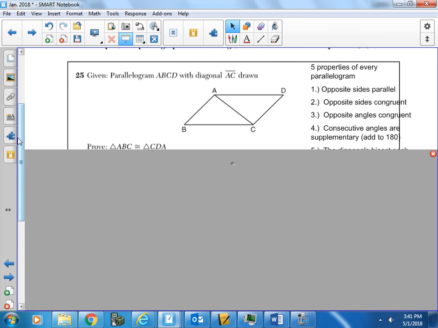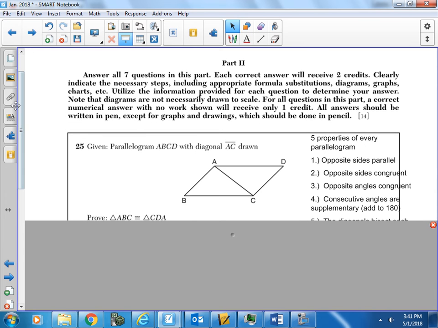Okay, we're going to start going over part 2 of the January 2018 geometry exam. We're starting off with problem number 25, and there are 7 problems on part 2, and each one is worth 2 points. So you want to make sure and do your work, because you can forget one simple thing and you lose a point out of the 2. They don't take away half points on the exam, so be careful.